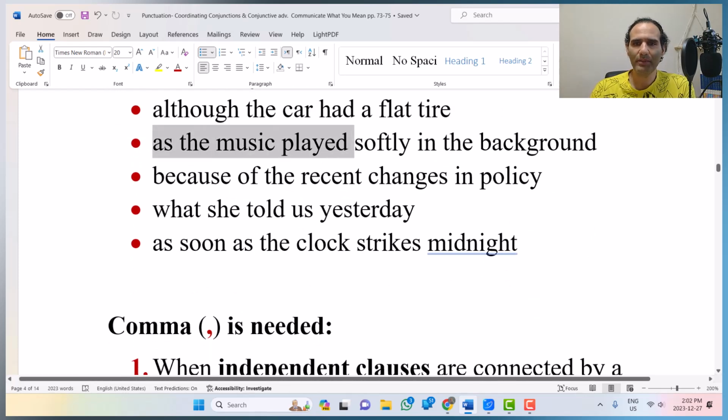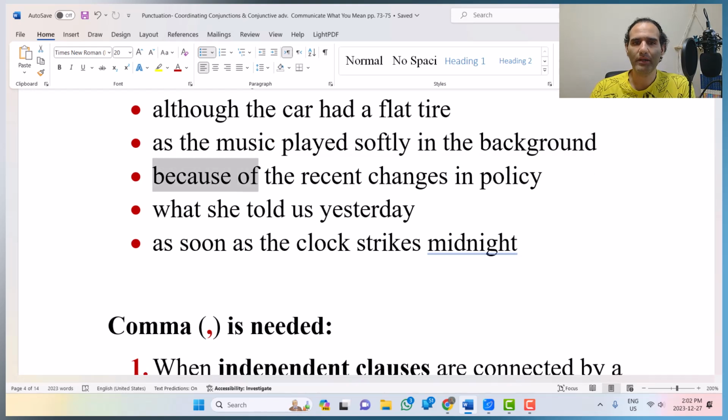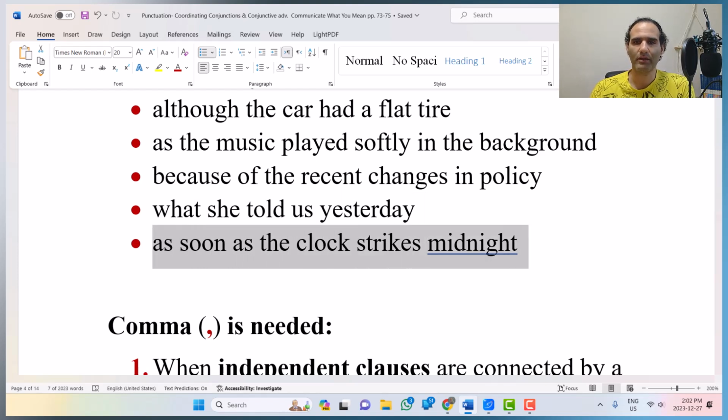As the music plays softly in the background. Dependent clause. Because of the recent changes in policy. The same. What she told us yesterday. Again, dependent clause. And as soon as the clock strikes midnight. Dependent clause. So you already know what a phrase is, what a clause, dependent clause and independent clause is.